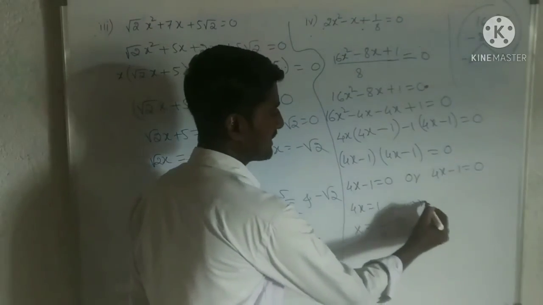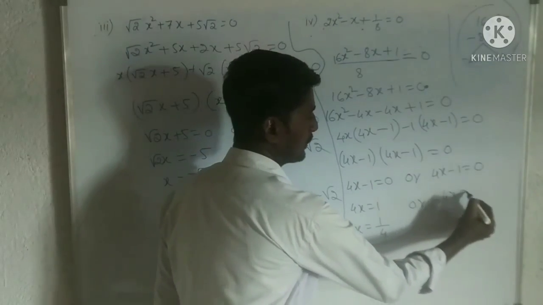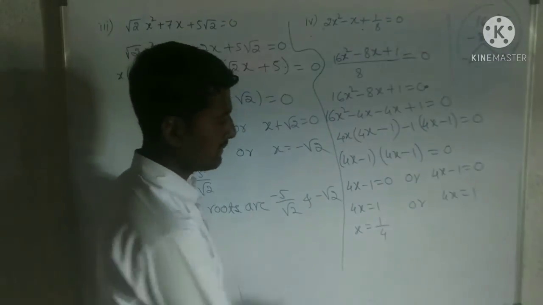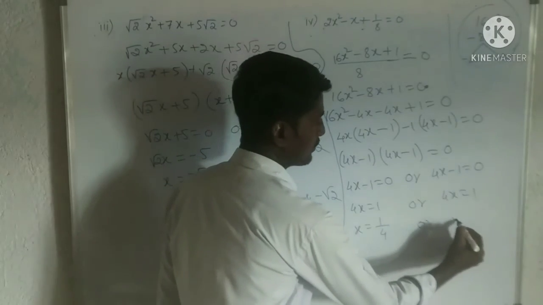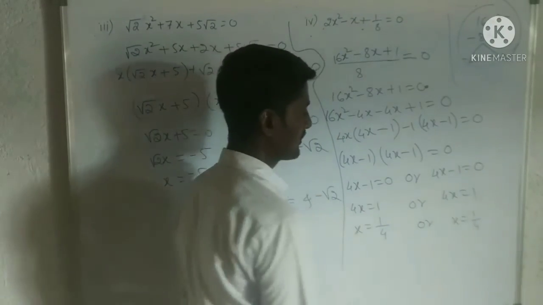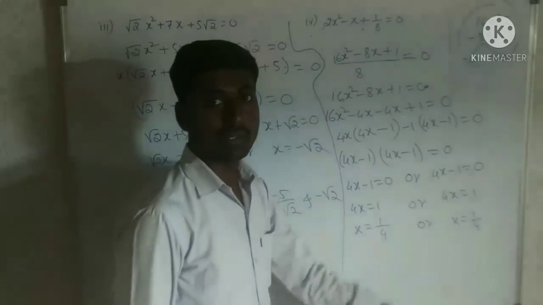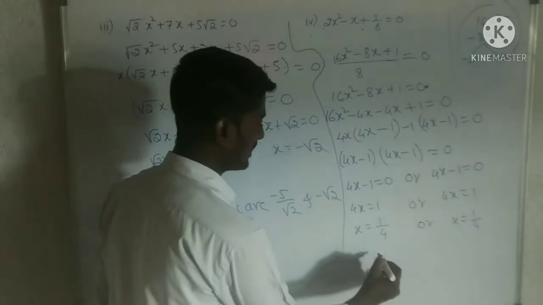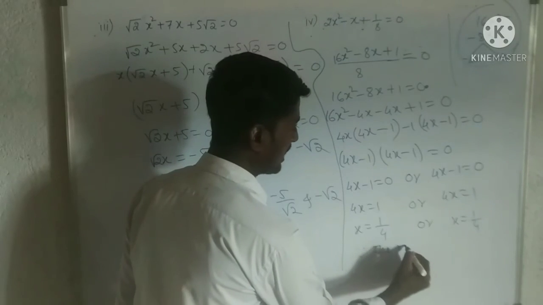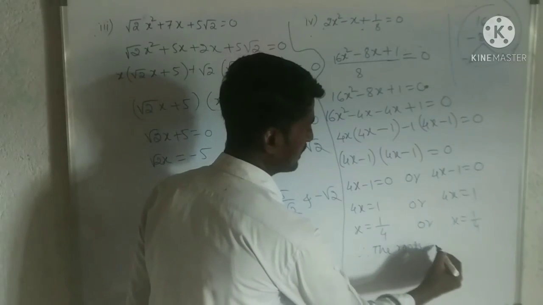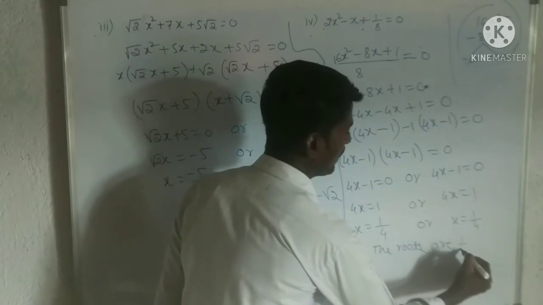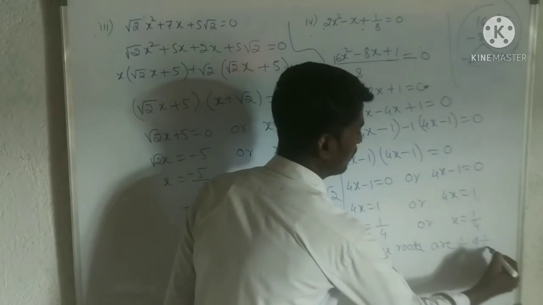Next, again same on this side. 4x is equal to 1. Then x is equal to what? 1 divided by 4. So here also we got two roots. These two are the same, 1 by 4 and 1 by 4. Therefore the roots are 1 by 4 and 1 by 4.